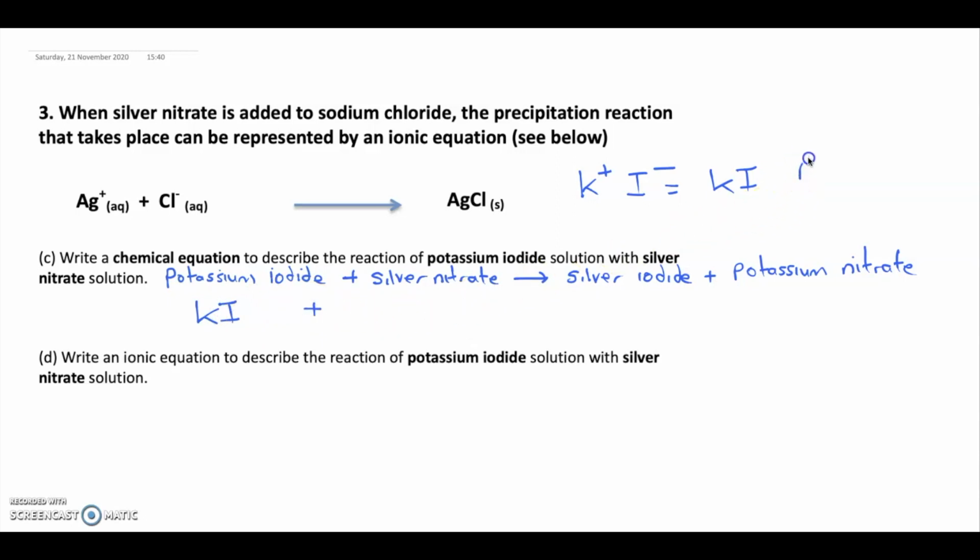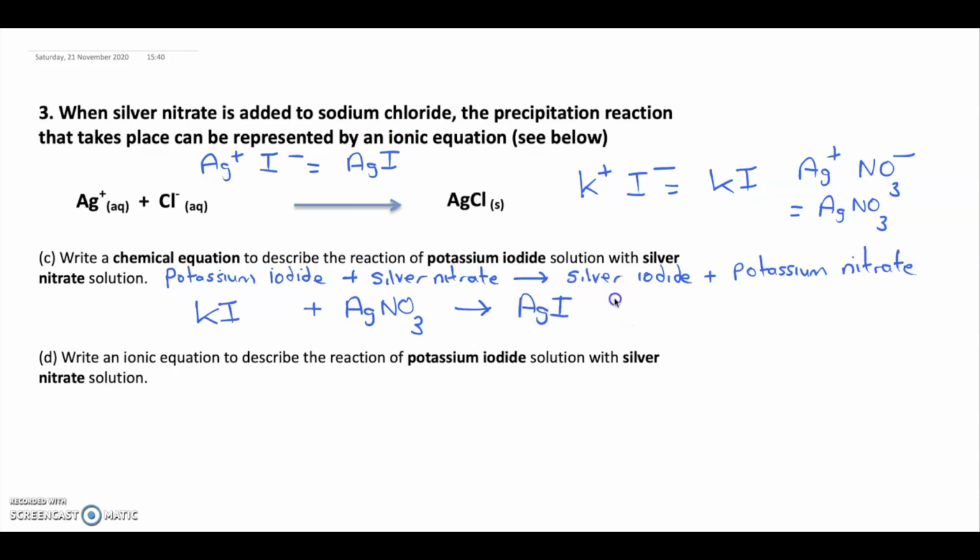Now I need to come up with the formula for silver nitrate. Silver nitrate is made up of Ag+ ions and NO3- ions. Once again, these have the same charge, so the chemical formula will be AgNO3. I'm going to write this in now. The next formula I have to come up with is silver iodide. Silver iodide is Ag+ ions and I- ions. Once again, the charge is the same, so they cancel out. So the chemical formula of silver iodide is AgI.